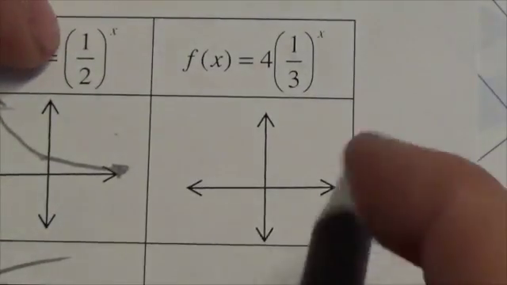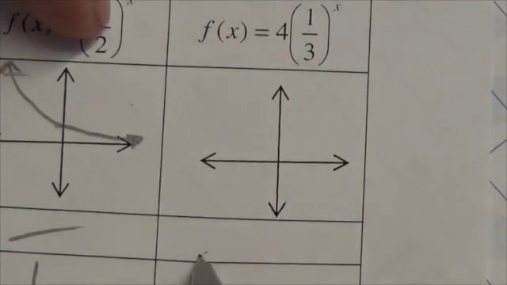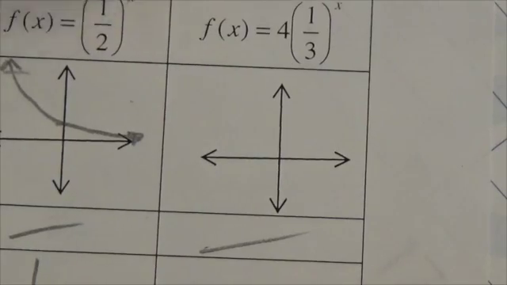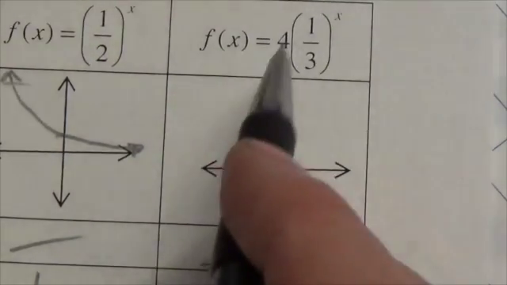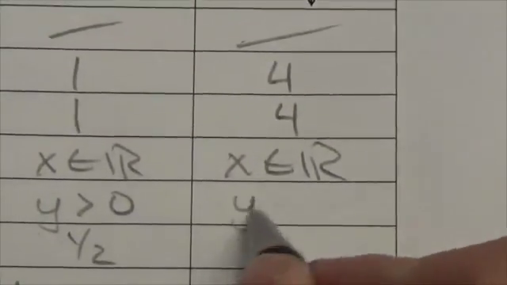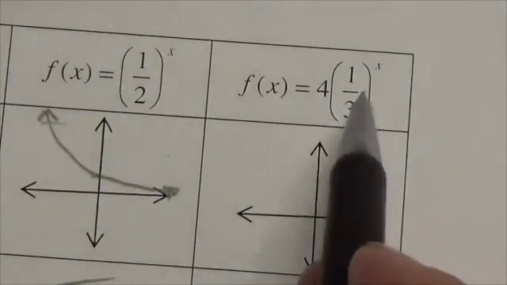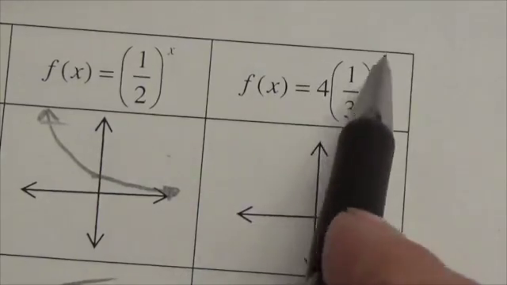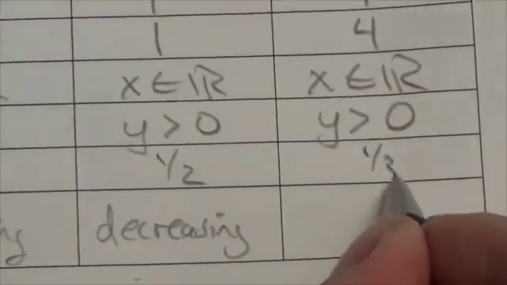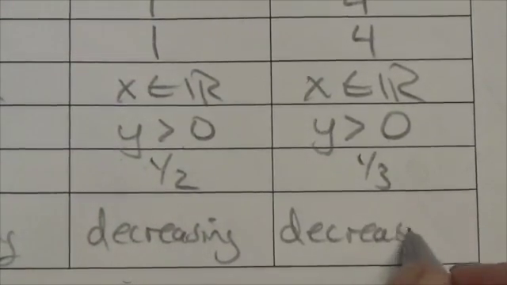Look at the next one here. 4 times 1/3 to the x here. Now, again, this has no x-intercept. The value of A, though, the coefficient of the power, is going to be 4, which means the y-intercept is going to be 4. The domain, as it has been with everything else, has been all reals. The range, similarly, is going to be greater than 0. The base of the power does not include the 4, it's just the 1/3 to the power of x there, so it's going to be 1/3. Because it's a fraction between 0 and 1, that means our function is going to be decreasing.